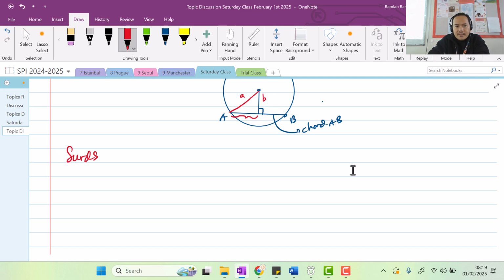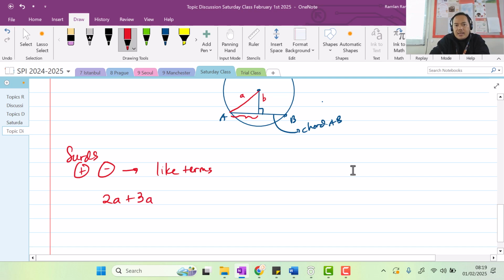There are a couple of properties. The first one is addition and subtraction. Remember that when we talk about addition and subtraction, it always talks about like terms. It's the same thing as if I write down 2a plus 3a. That'll be equal to 5a, right? So if you're adding or subtracting, notice that you need to have like terms.